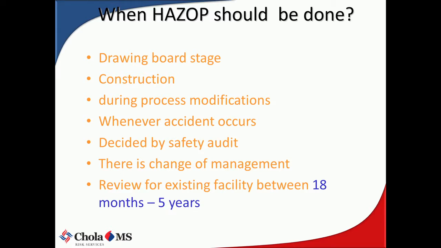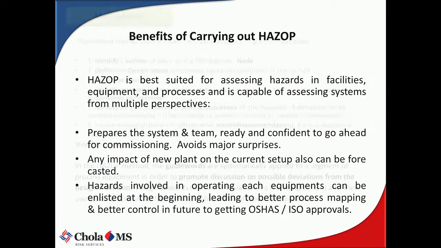When should a HAZOP be done? It can be done at all these stages. Basically it should be conducted at the design stage, so that many changes cannot happen after that. But sometimes people do it after that also. It can be done at the construction stage, when an accident occurs, when decided by a safety audit, when there's a change in management, and as per statutory requirement it has to be done at least every 5 years. Every major hazardous industry has to review the HAZOP every 5 years. It has benefits already, you know.